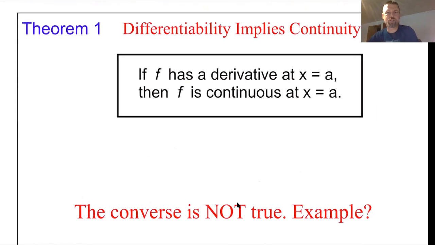There's a couple theorems you should be aware of. This first one's actually probably one of the most important. Differentiability implies continuity. If f has a derivative at x equals a, then f is continuous at a. All that is saying is that if you know you have a derivative at a point, then you absolutely have to be continuous at the point.